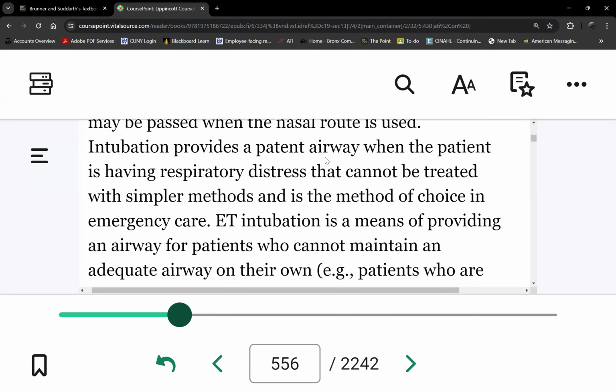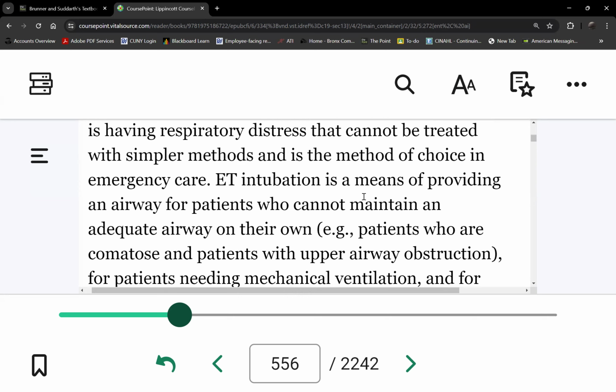So who gets intubated? This will answer the questions on indications. On your blueprint for next week, it says the indications for endotracheal intubation. So this will be one of the answers. The patient is in respiratory distress and cannot be treated with simpler methods or non-invasive means.